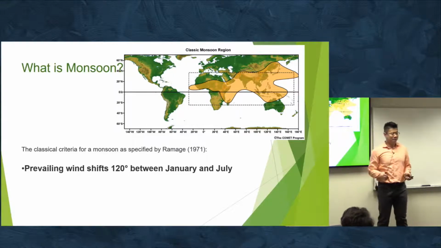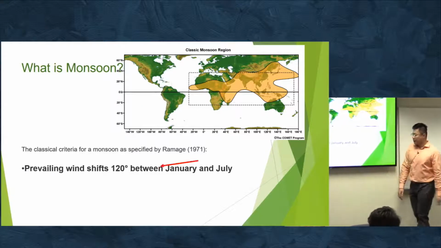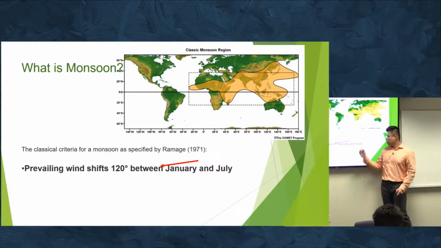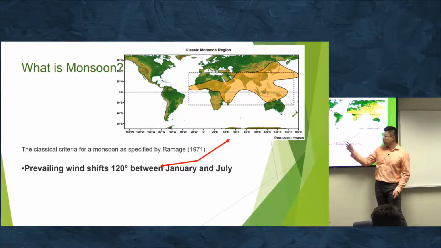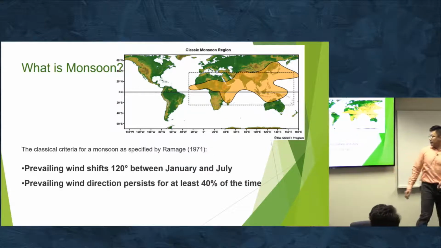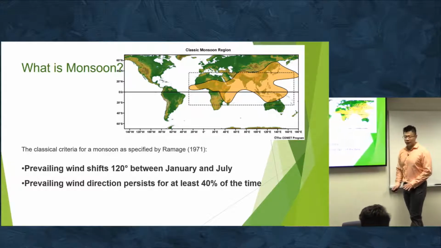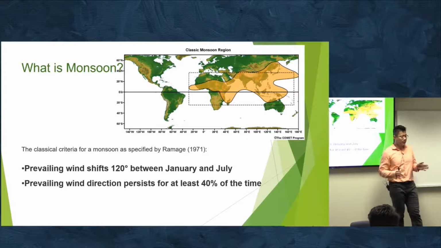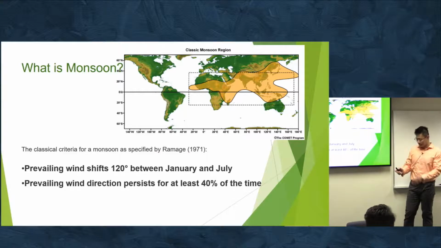Are you clear about the words? Here's an example. If the wind in January goes this way, then in July, if it is in the monsoon region, the wind direction will change, and this angle is more than 120 degrees. Second, the prevailing wind direction persists for at least 40% of the time. Are you clear? It means in one season, the wind is always in the same direction.